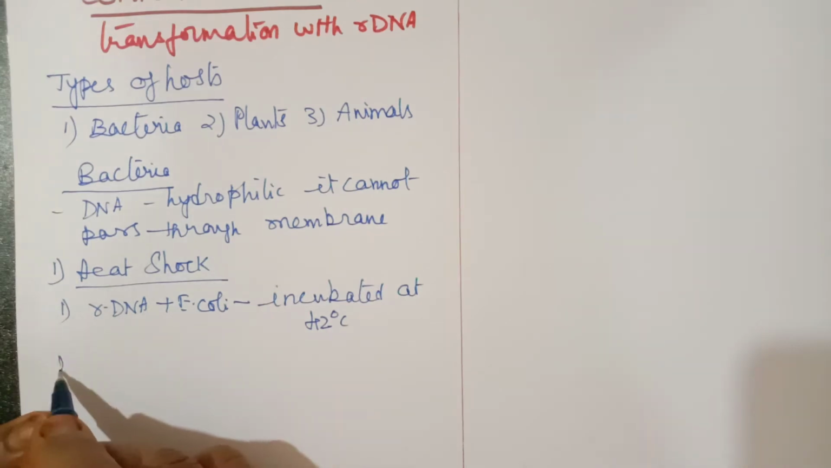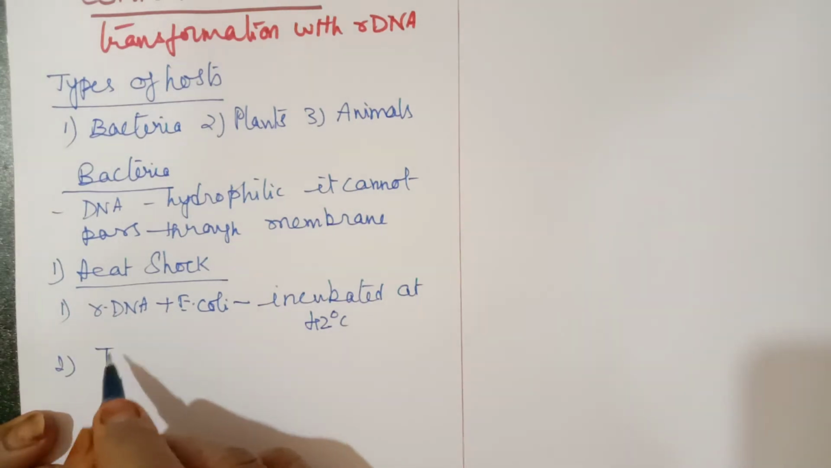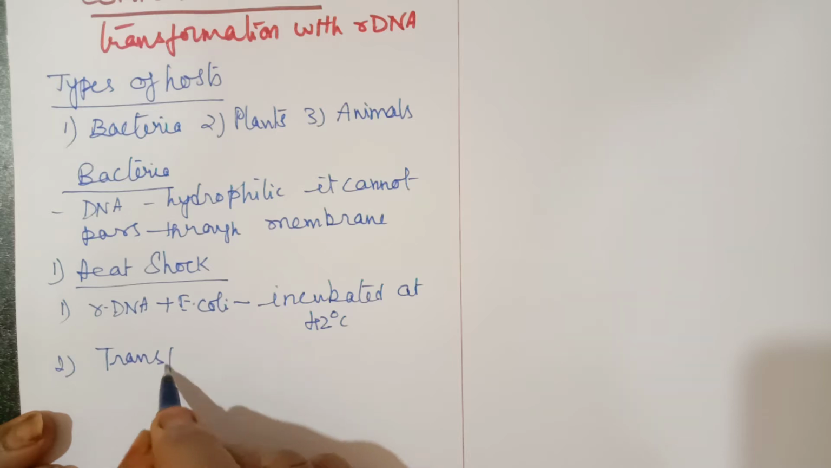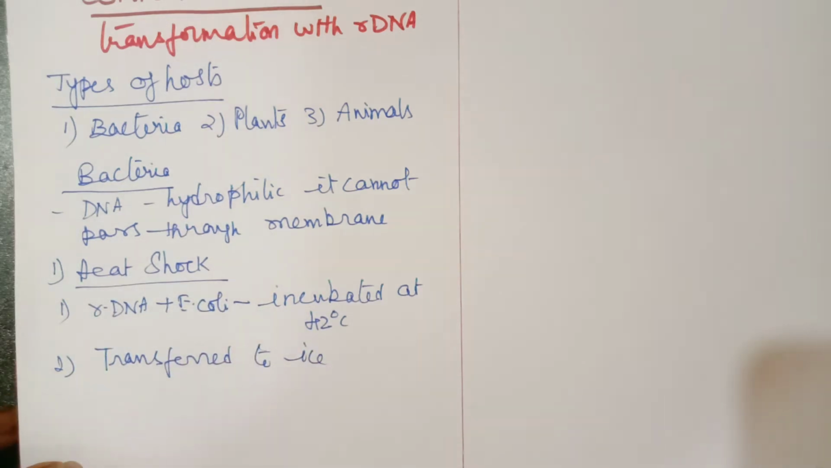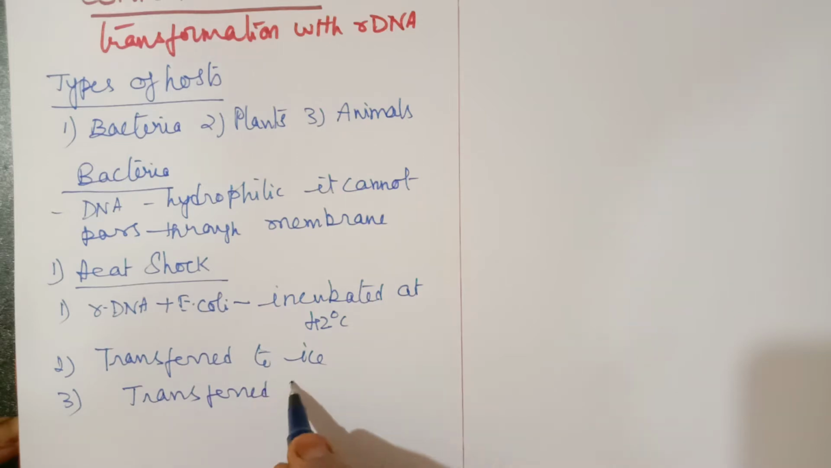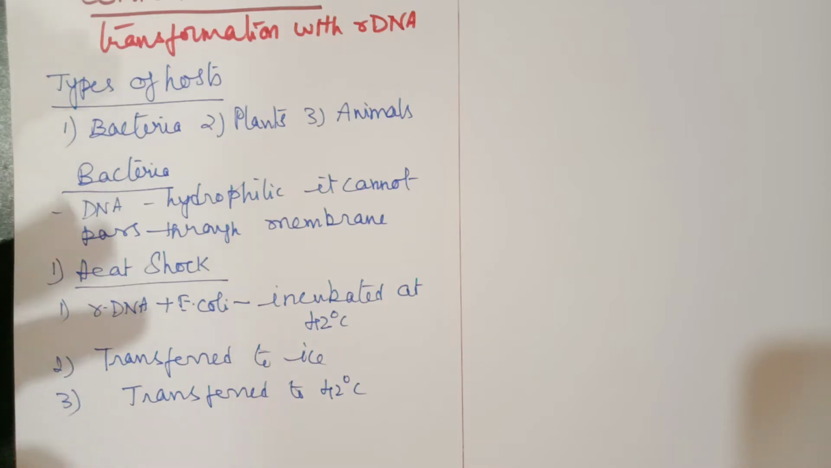Then in the second step, it is transferred to ice, that means 0 degree centigrade. In the third step, again it is transferred to 42 degree centigrade. That means there is an alternating temperature, which is called a heat shock. By this the cell membrane becomes permeable and the recombinant vector can easily enter into a bacterial cell.